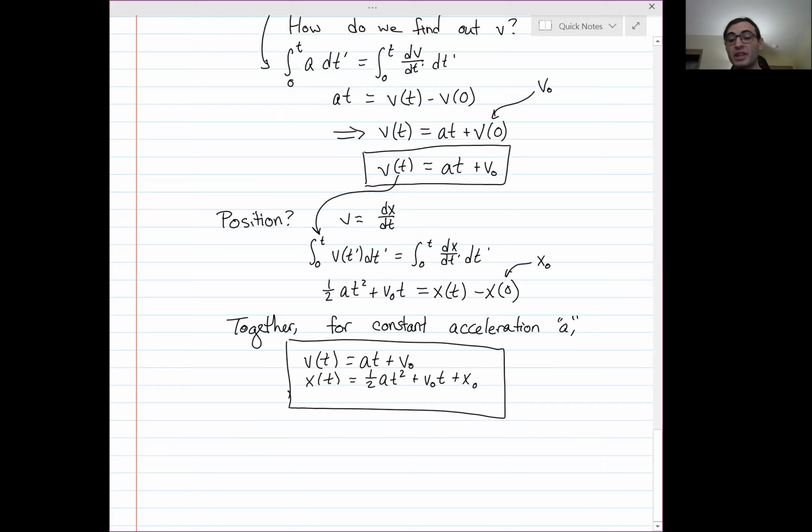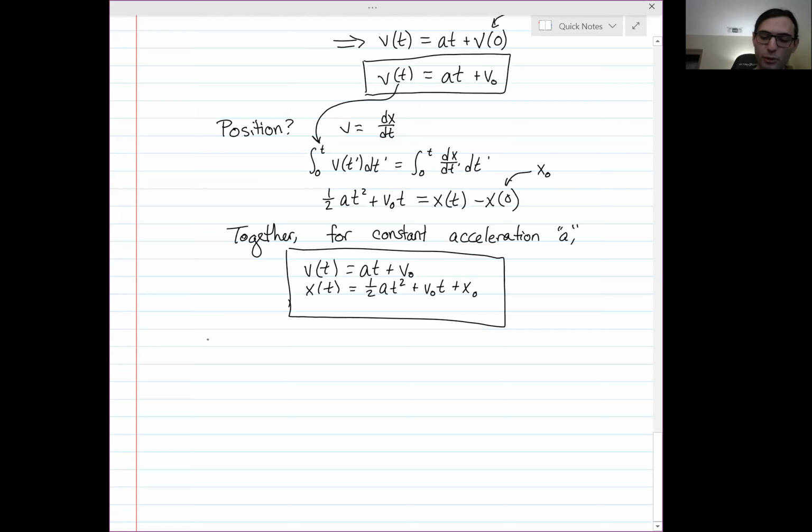Now, you can combine these in any which way you want. But the important point is that these are the fundamental kinematic equations that describe one-dimensional motion for constant acceleration. And then you can rearrange them and make new things if you want to. So let's talk about the terms that are present here. There are a whole bunch of symbols: a, t, v naught, x naught, and so on. So let's label those. t is the independent variable.